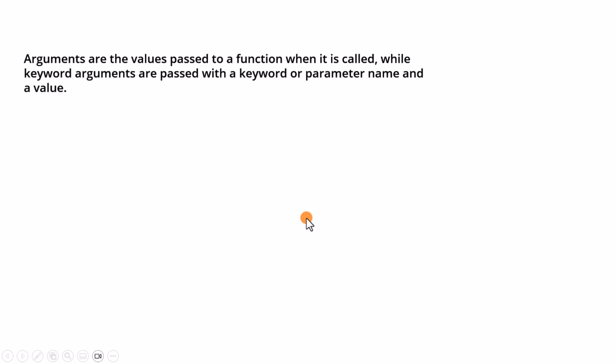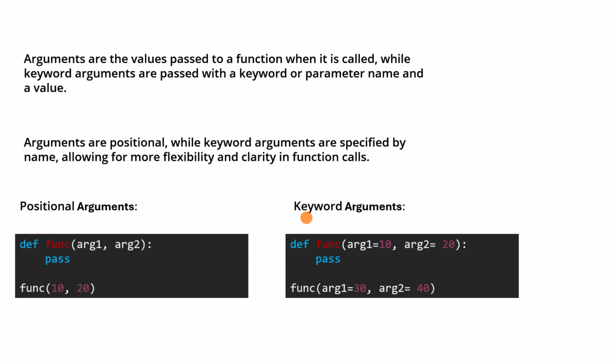Arguments are the values passed into a function when it is called, while keyword arguments are passed with a keyword or parameter name and a value. Arguments are positional, while keyword arguments are specified by name, allowing for more flexibility and clarity in function calls.